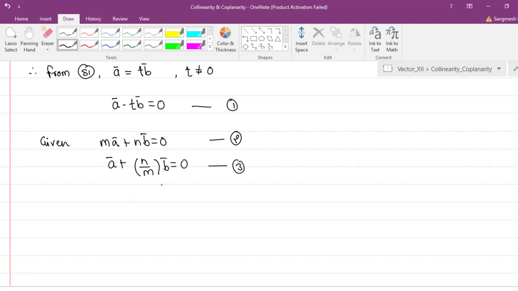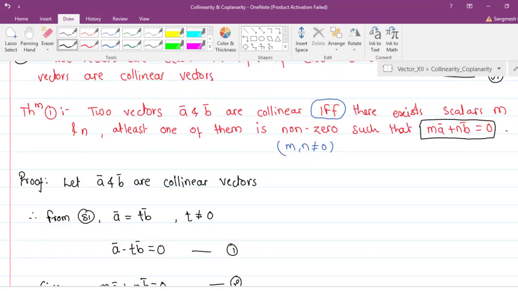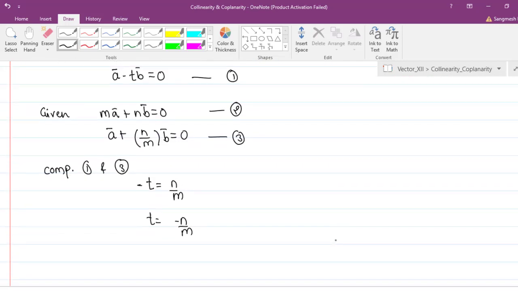Equation number 3. Comparing equation number 1 and 3, what you can comment is that t is equal to, it is a minus t. So let's take minus t equal to n by m, so t is equal to minus n by m. This n and m are also scalar quantities. See here, the statement itself says these are scalar quantities. Then m by n also becomes a scalar quantity. Yes or no?